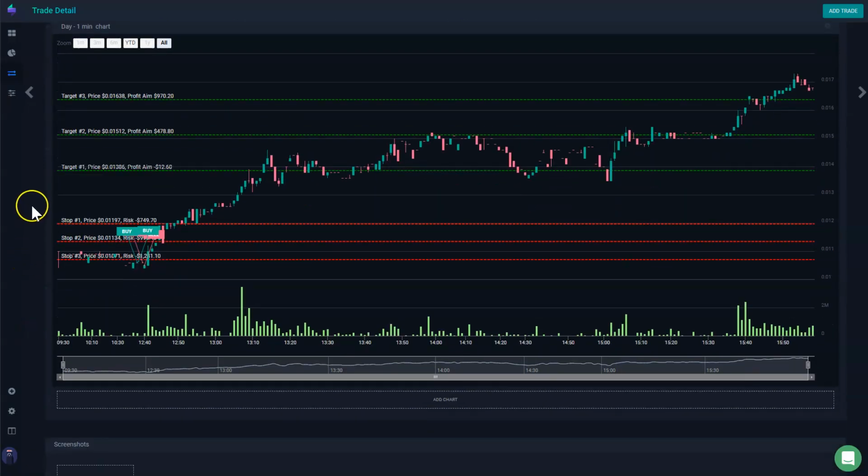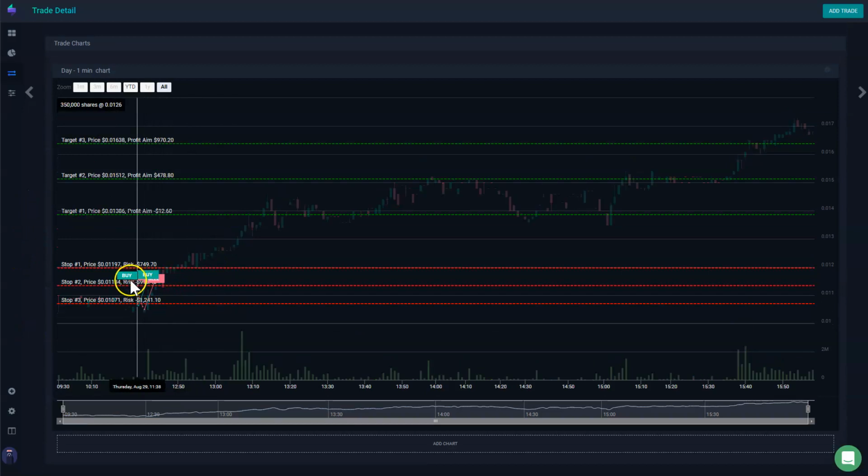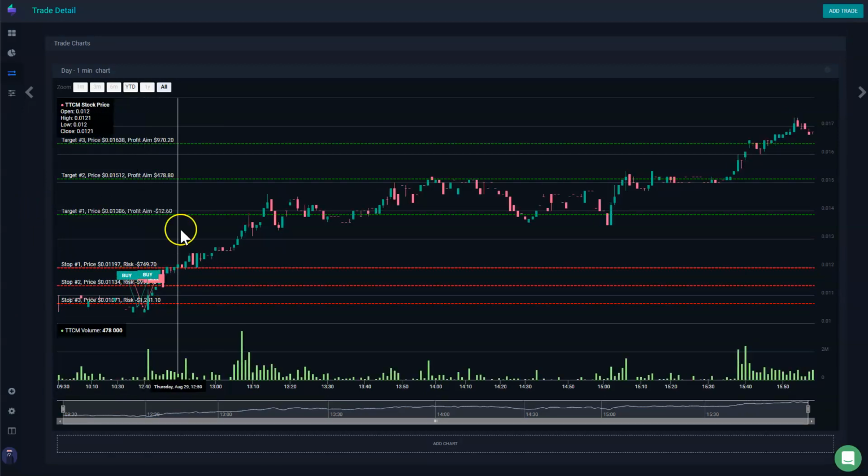Scrolling down, I can see the price action of this stock, and I can see my executions, my entry points, my exit points, my targets, and my stop losses. We can use this to better analyze the trade and understand why we took it.